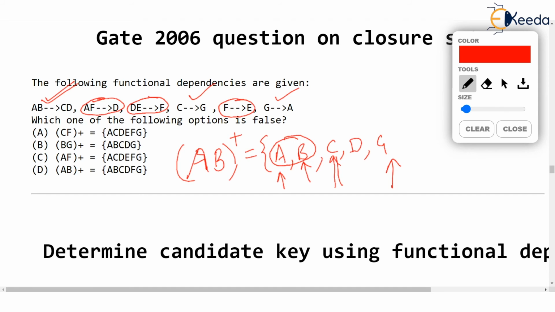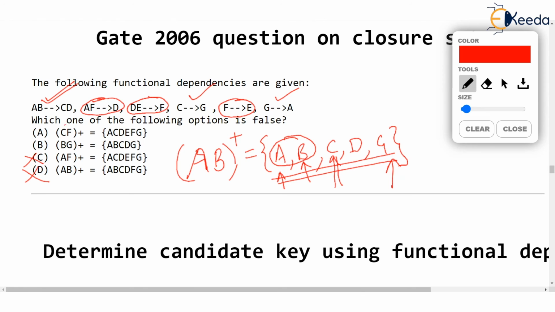Basically AB plus is going to contain only these keys. So D is also false. C is also false. Isn't it so? Correct? Then they have asked which one of the following is false.